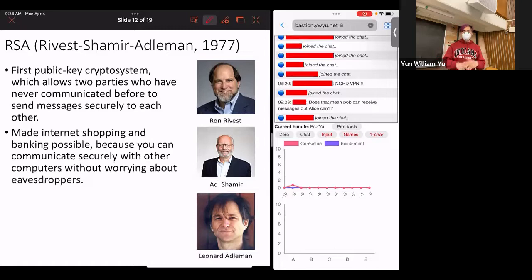And this, of course, is what made internet shopping and banking possible, because you can communicate securely with other computers without worrying about eavesdroppers. And so this is one of the foundations of modern computer security. And I'm going to describe the full algorithm. It is kind of long.